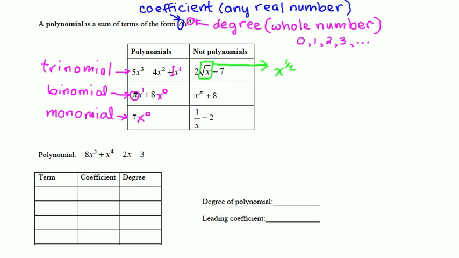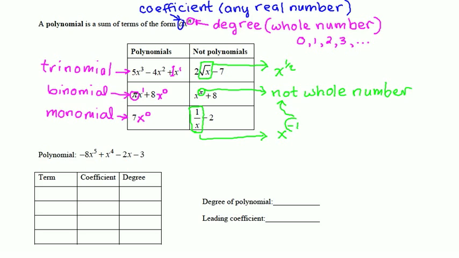Same thing for x to the pi. Because pi is not a whole number, this is not a polynomial term. And finally, looking at 1 over x minus 2, even if we change the form of 1 over x and write it as x to the power -1, we still end up with something that's not a whole number power. That -1 in this case would be not a whole number power. So these are expressions that are not polynomials, which helps us to understand the definition of a polynomial.